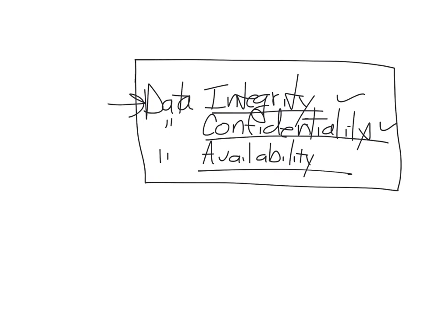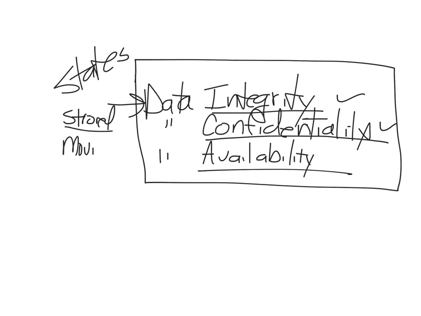Now the data, what states is it in? Well, the data could be stored or at rest. Ransomware, that's usually where they get it. It could be moving, in transit, through networks, or it can be being processed.